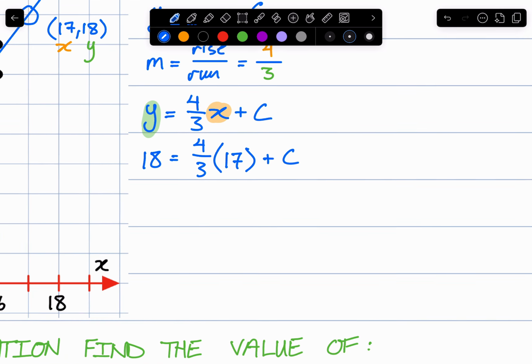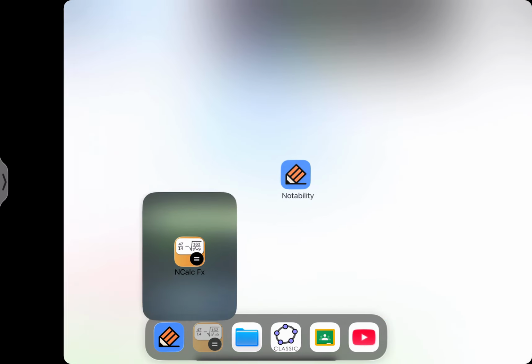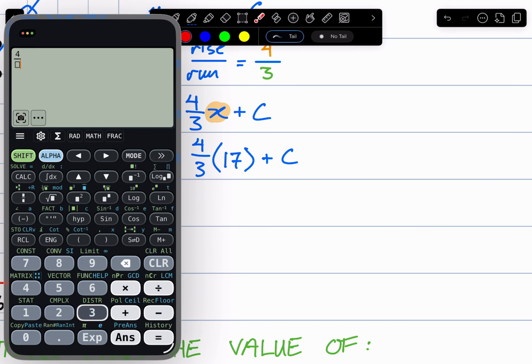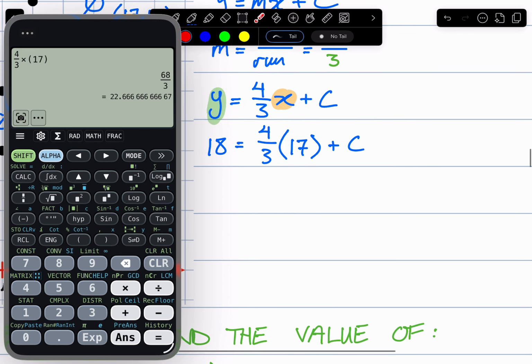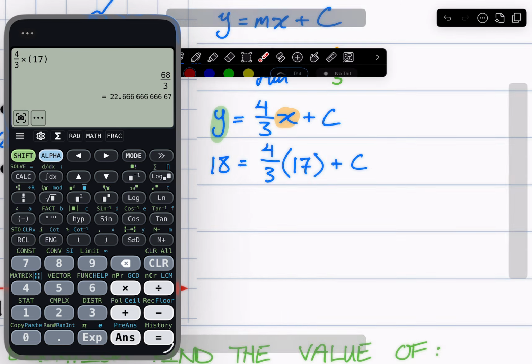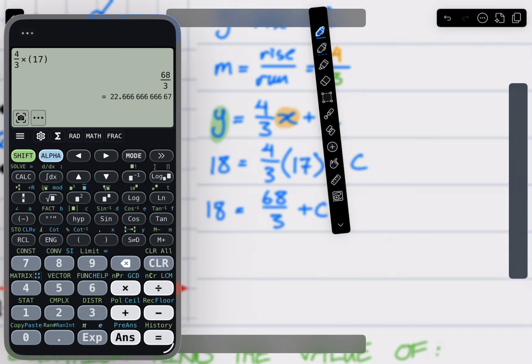Now this is simply an equation, so we're going to plop this into our calculator. 4 on 3 times 17. I'm going to leave it as a fraction. It is 68 on 3. So this becomes 18 equals 68 on 3 plus c.